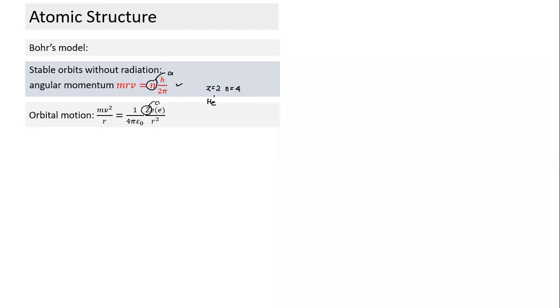Z is equal to 2. It has 2 protons, but since it has to be similar to a hydrogen atom, it cannot contain 2 electrons. So we write something like this: Z is equal to 2, n is equal to 4.